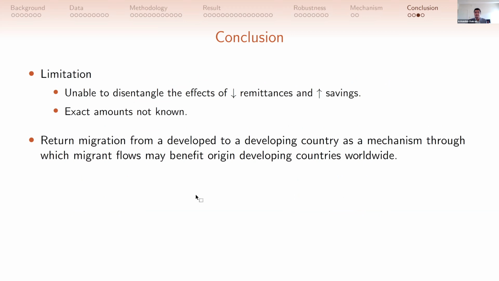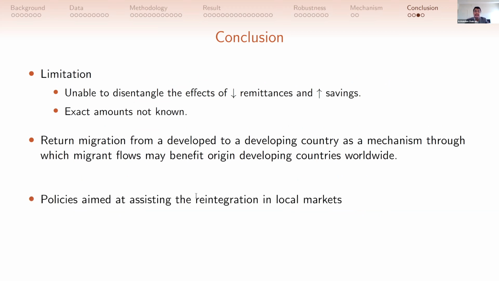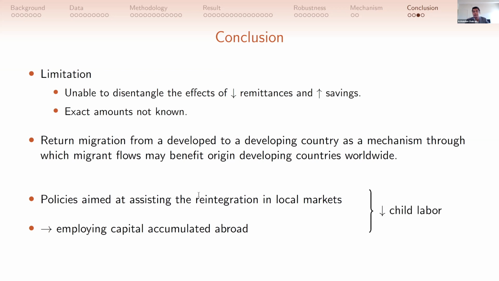So return migration from a developed to a developing country is a mechanism through which migrant flows may benefit origin developing countries worldwide. And policies aimed at assisting the reintegration in local labor markets and also employing the capital accumulated abroad may benefit or decrease child labor.